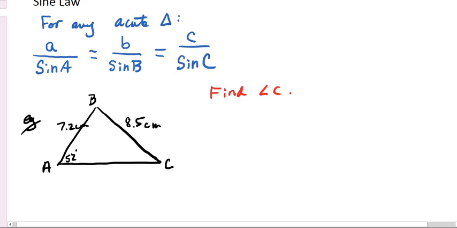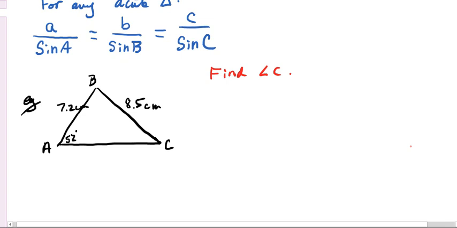If you look at this, you're only given one angle, so you can't use 180 minus two of the angles to get the third one. So you're going to have to use the sine law, or this relationship. Let's just set it up. We have a side length. Let's start with one of those we were given, 8.5, divided by the sine of the angle that is opposite of it, so sine of 52.